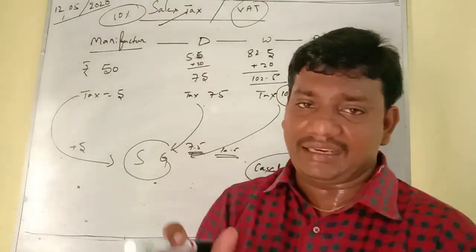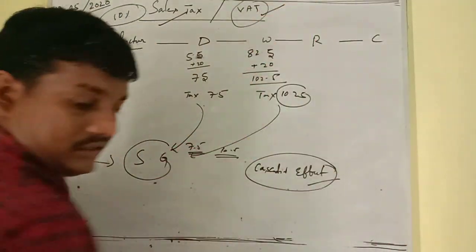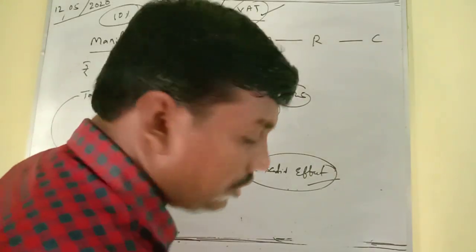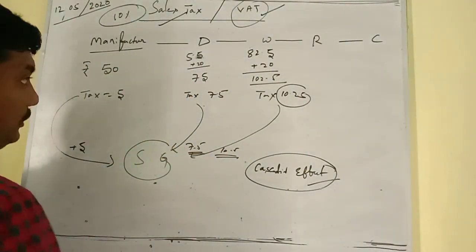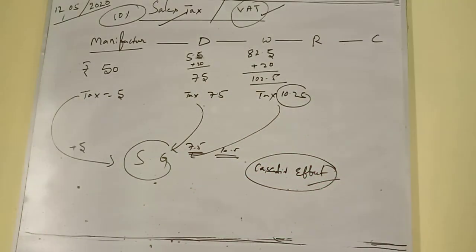So to reduce this cascading effect, we are going to consider VAT, that is value added tax. Now how do we calculate this VAT? We are going to find out.